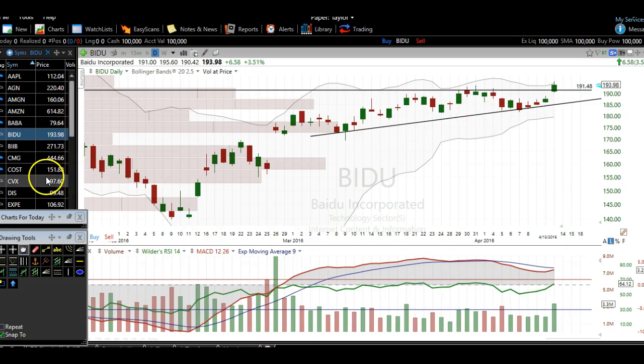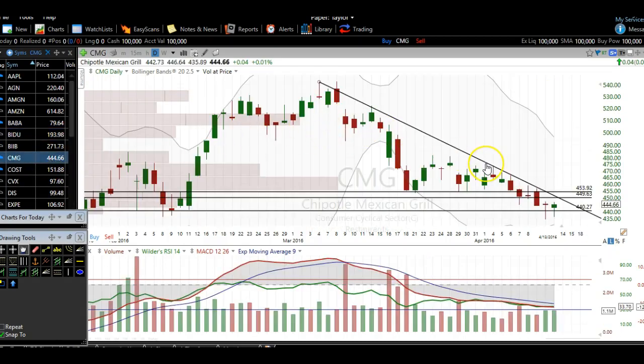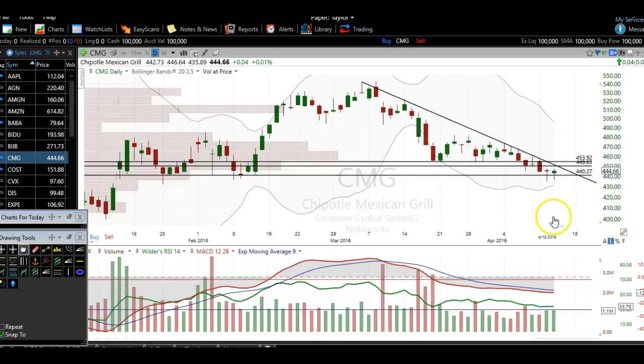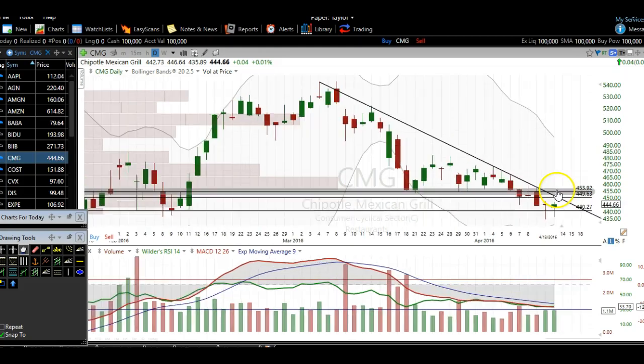Next, I'm going to be covering Chipotle. Chipotle, like I've been mentioning, our short target of 440 was met, and that's where we wanted to lighten up on our shorts. We've got big support from all these candles right here at 440. Okay, and what do you know?